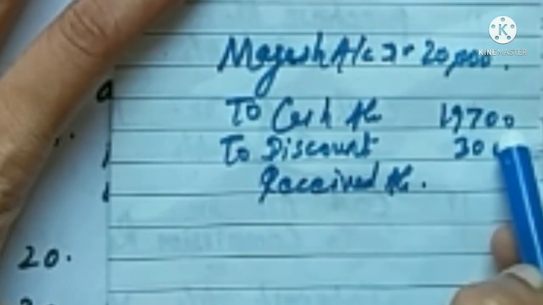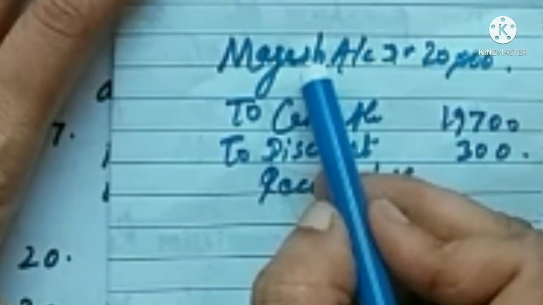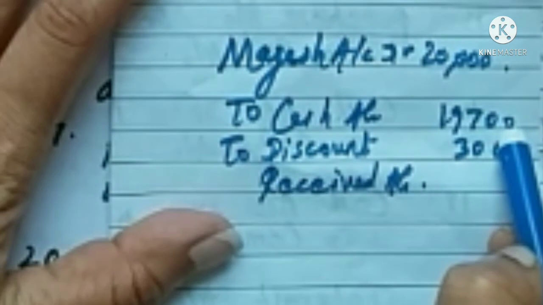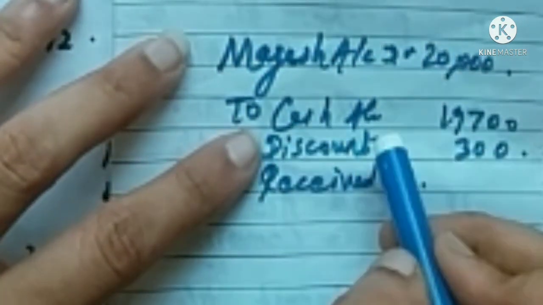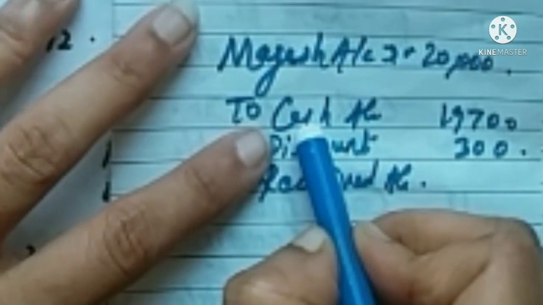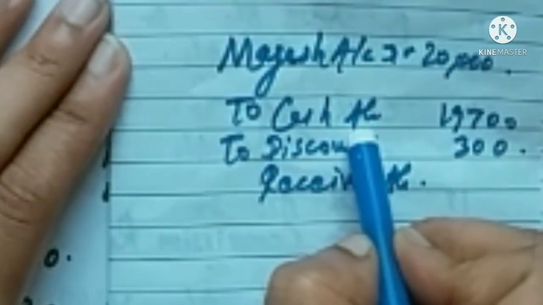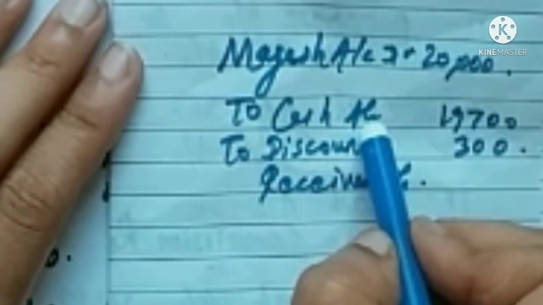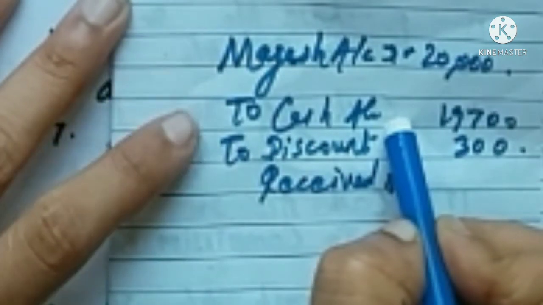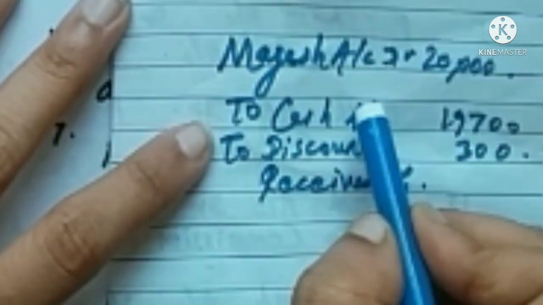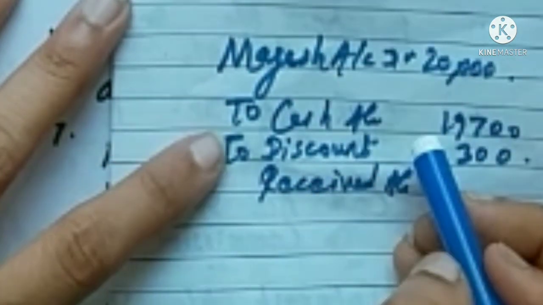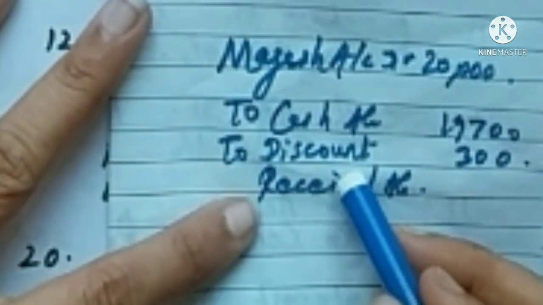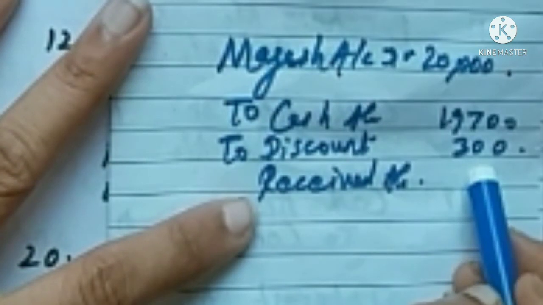In the cash book, I am going to write by Magesh account. Amount is rupees 19,700 because you already know that if cash is debited, we have to write it on the debit side. If cash account is credited, we have to write it on the credit side. Here, in this entry, cash account is credited, isn't it? So I am going to write it on the credit side by Magesh account, 19,700 in the cash column. Then, in the discount received column, I am going to write rupees 300.